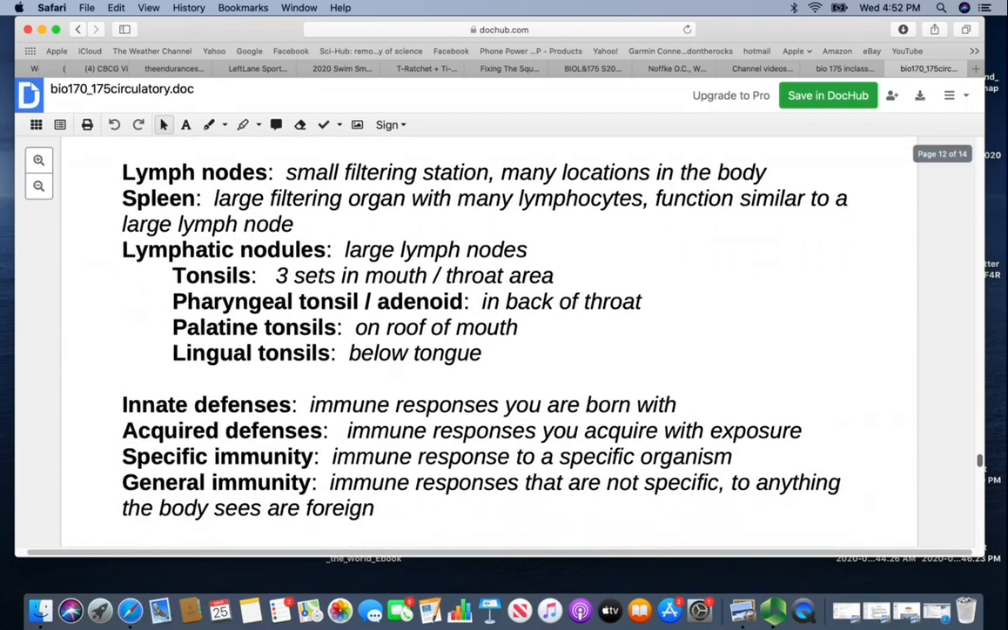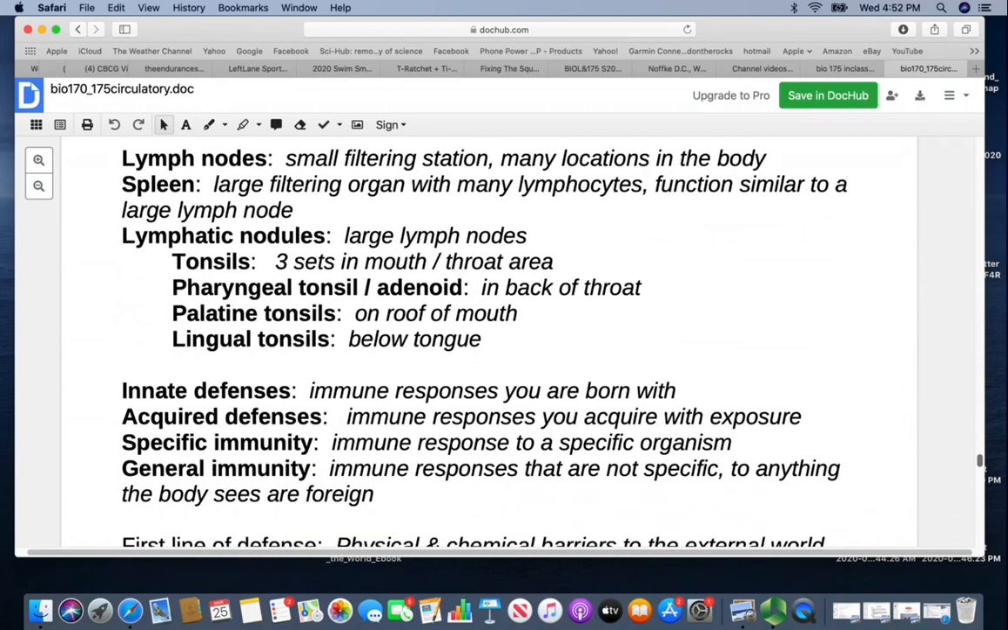Your lymphatic nodules are large lymph nodes. They're commonly called the tonsils. There's 3 sets of them in the mouth and throat area. Your pharyngeal tonsils or adenoids are in the back of the throat. The palatine tonsils are on the roof of the mouth, and the lingual tonsils are below the tongue.